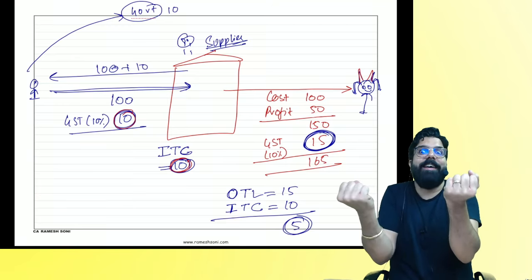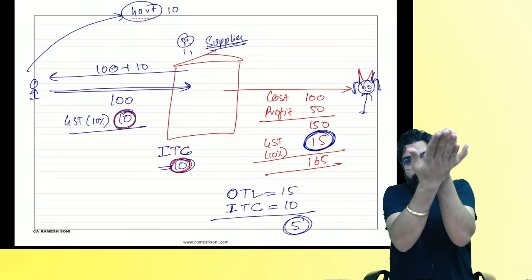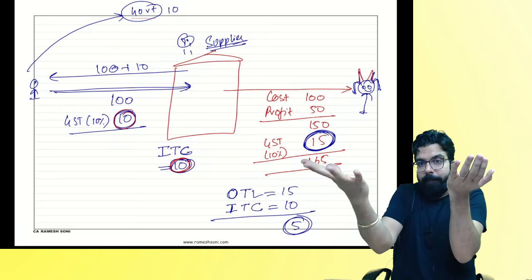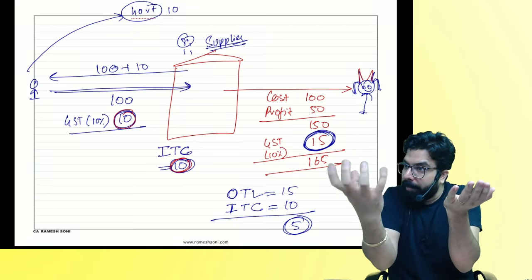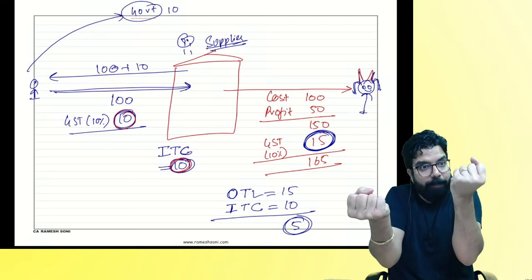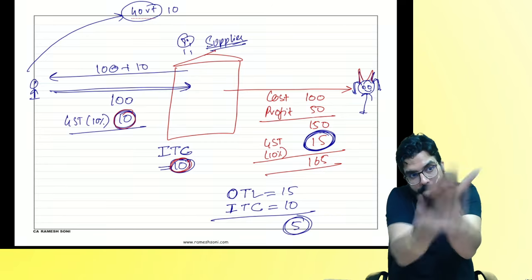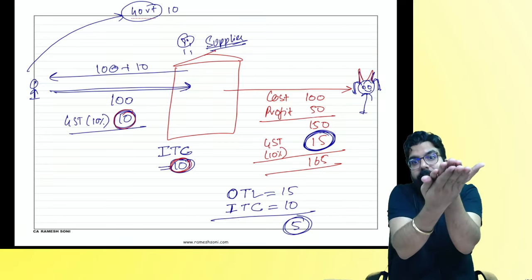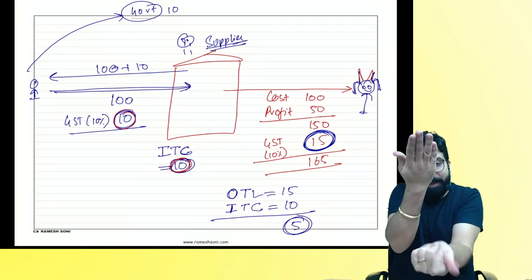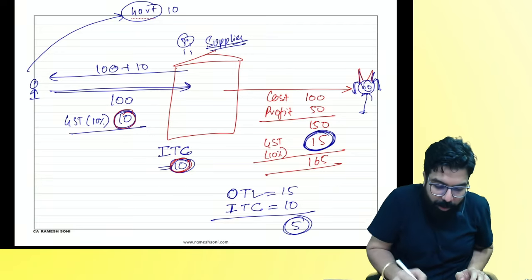I'll tell the government, now I'll reduce from here. The government has to pay me this, because the government gave me the credit. This I have to pay to the government. What will I do? Set off. This is known as set off, and pay the balance. How much will I pay to the government?